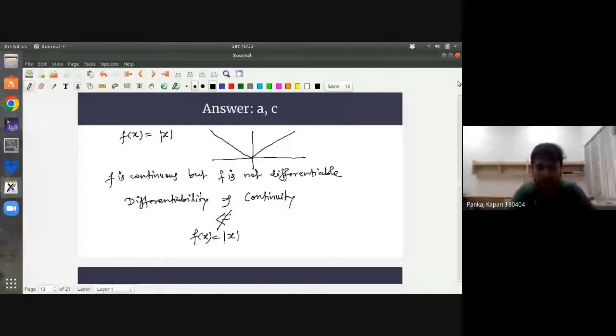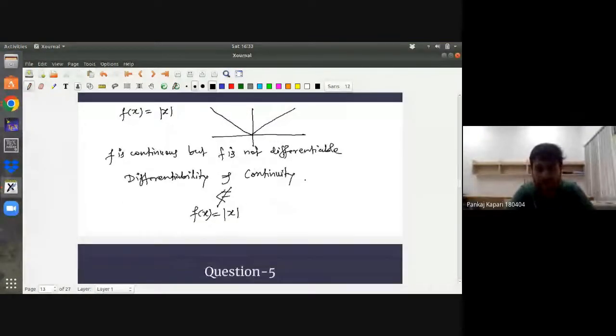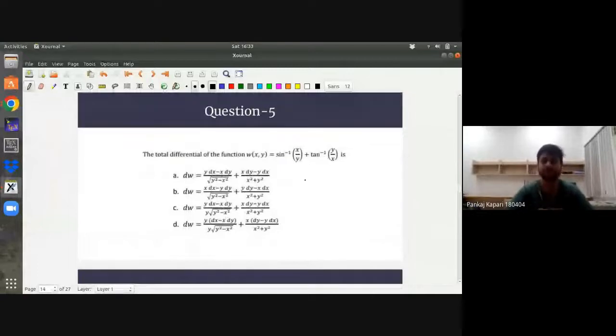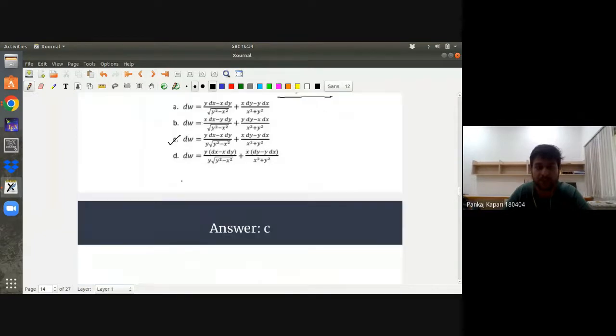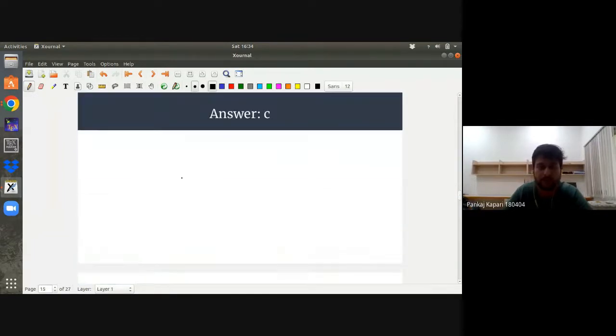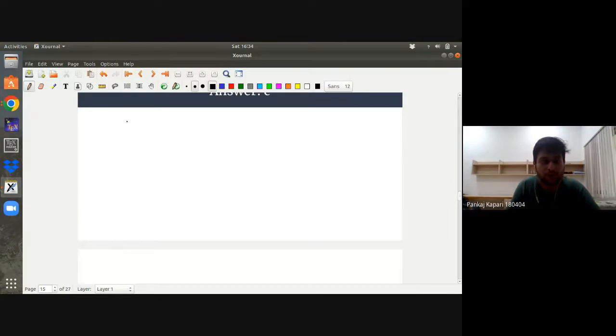So if there are no other questions, then we move to the next problem. In this particular problem, we have to find the total differential of the given function. So this is your given function, and you have to find the total differential. The correct option is C, and let's compute the total differential.